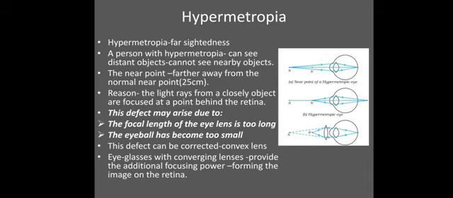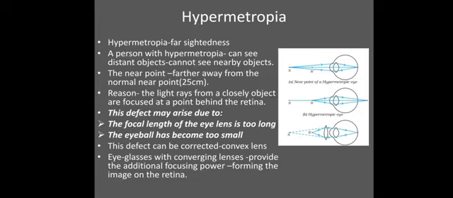Now why is this happening? This is because the light rays from a nearby object are focused at a point behind the retina. In the first case the image was formed in front of the retina. In this case we can see that the image is formed behind the retina. This defect arises because of two reasons. The first reason is the focal length of the eye lens is too long, and the second reason is the eyeball has become too small. So these are the two reasons.